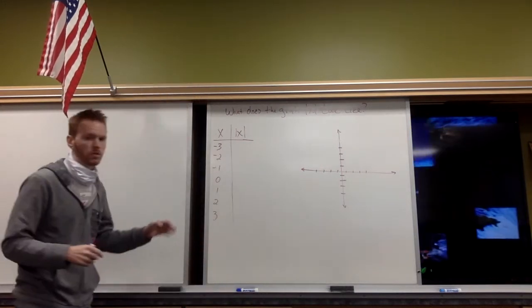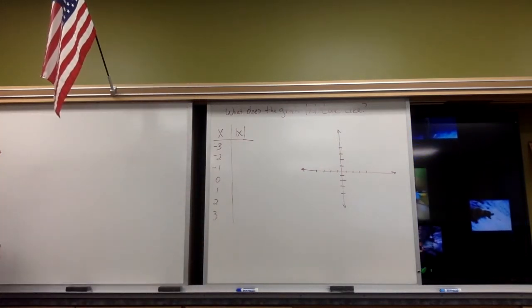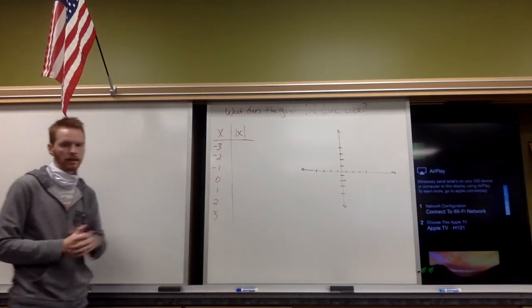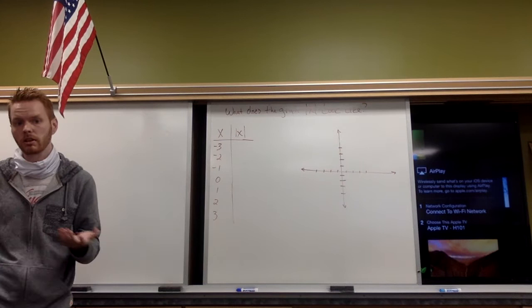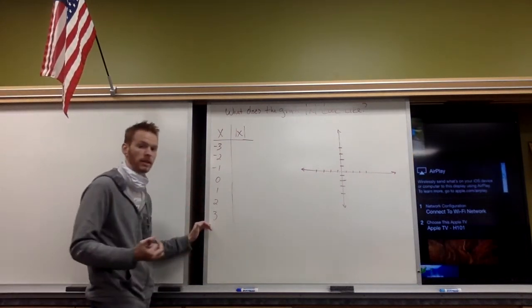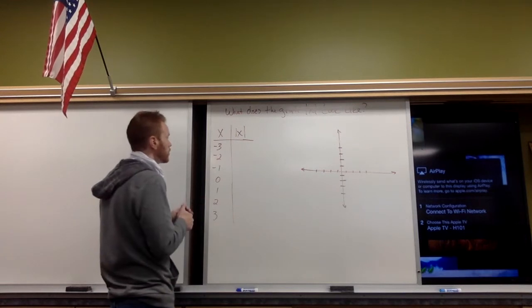Okay, so here it is. What does the graph of the absolute value look like? I have a blank grid and I have an XY table here. Okay, and we're just going to go ahead and fill it in. And we're going to go from -3 to 3. All right, so here we go.